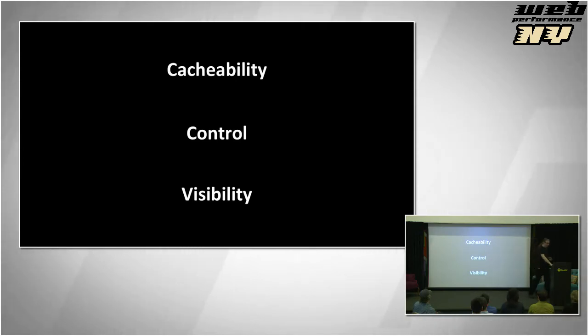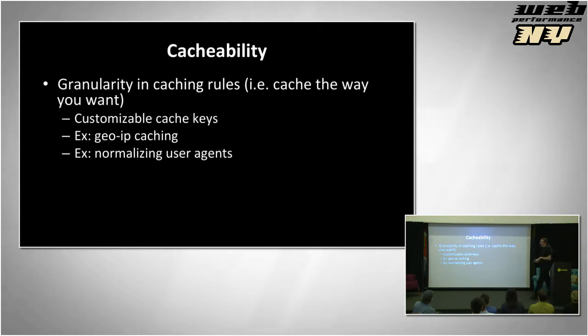Okay, let's start with cacheability. So when we talk about having this level of control over the content that you cache and over the caching of that content, what does that mean? Well, there's a whole bunch of categories. Let's talk about a few. Traditionally, when it comes to caching anything, CDNs or otherwise, the cache key, the thing that uniquely identifies an object, is the URL. And that's usually what everybody defaults to.